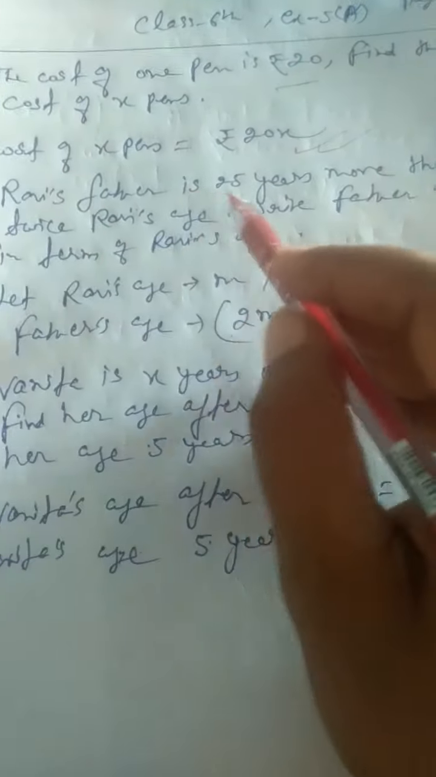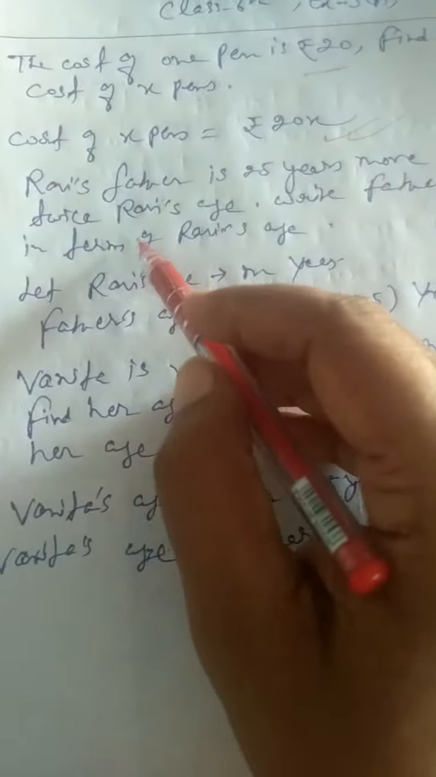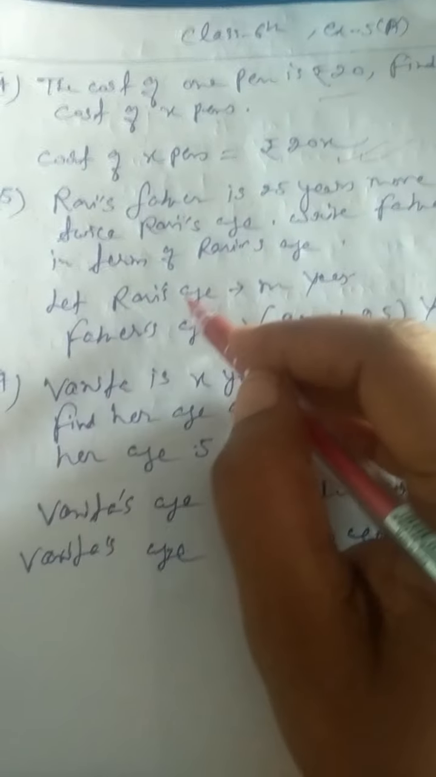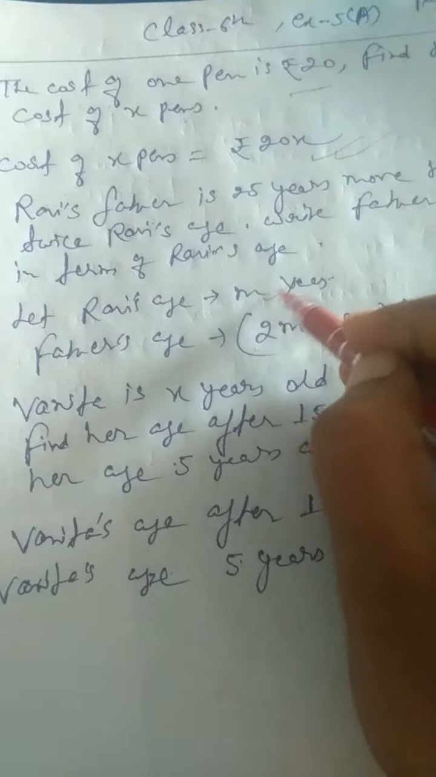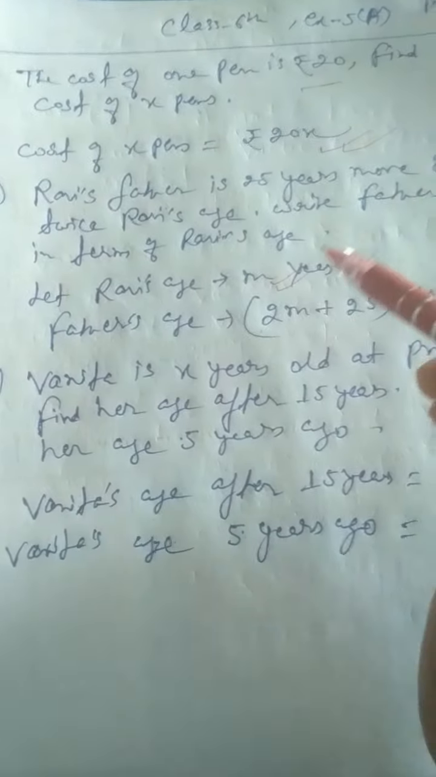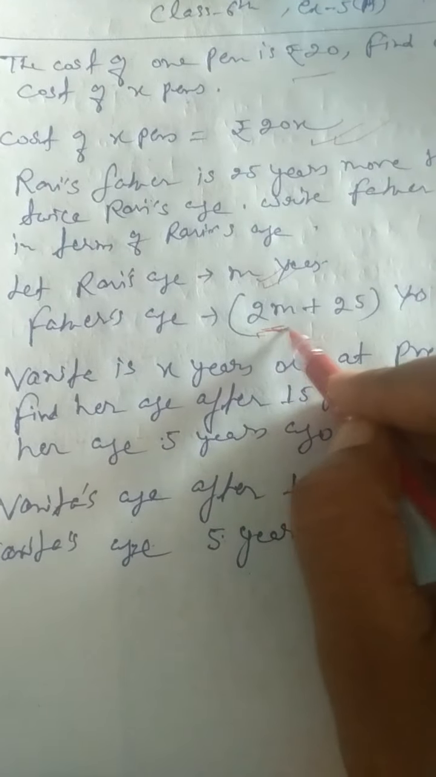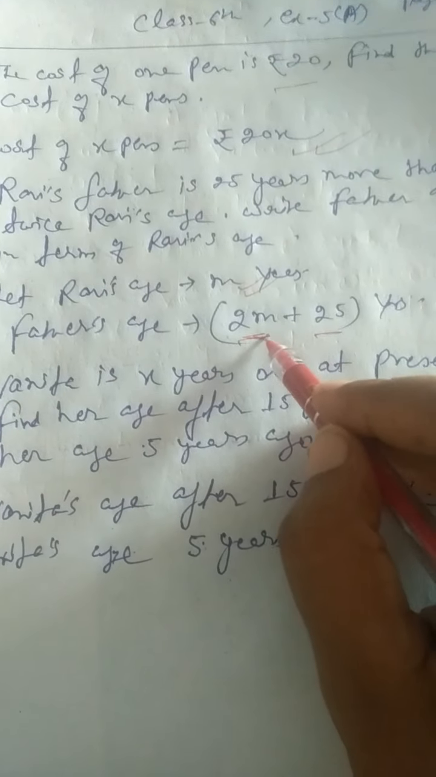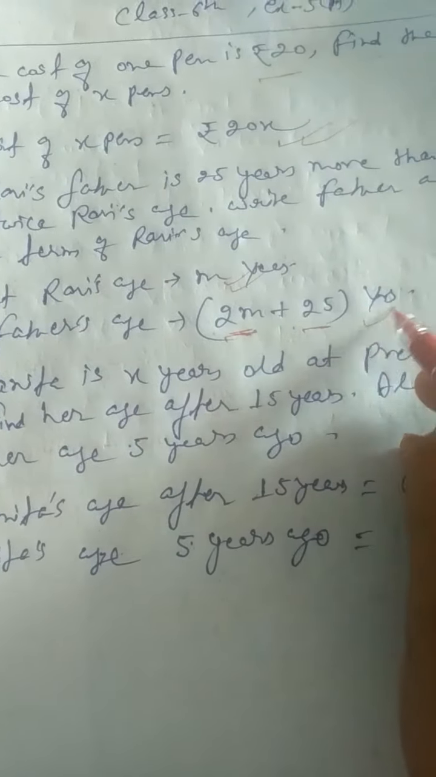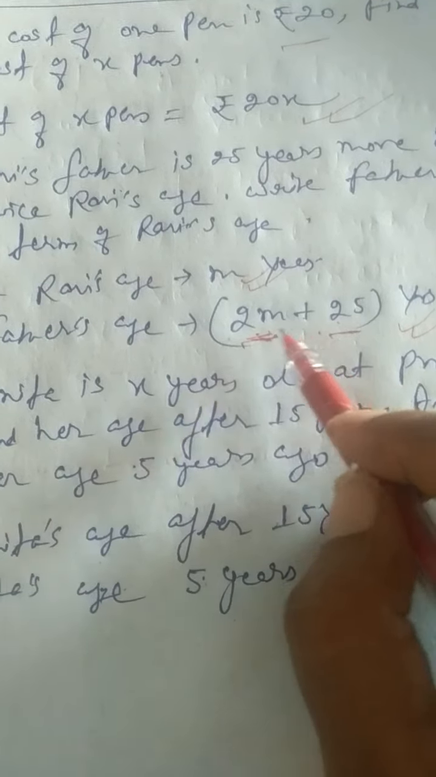Now the next one: Ravi's father is 25 years more than twice Ravi's age. Write the father's age in terms of Ravi's age. We have to suppose that Ravi's age is m years. Now according to the question, his father's age is double Ravi's age and after that 25 years more. That means first we have to double Ravi's age, then add 25. That means 2m plus 25 years. That is the total age of the father.